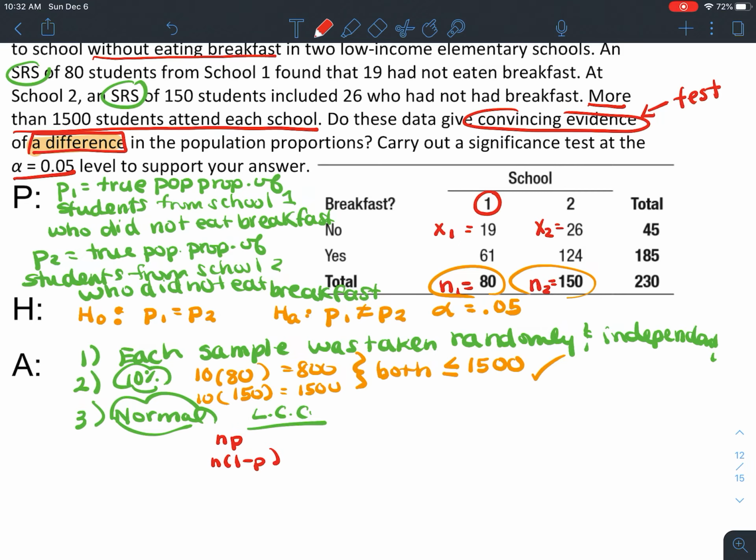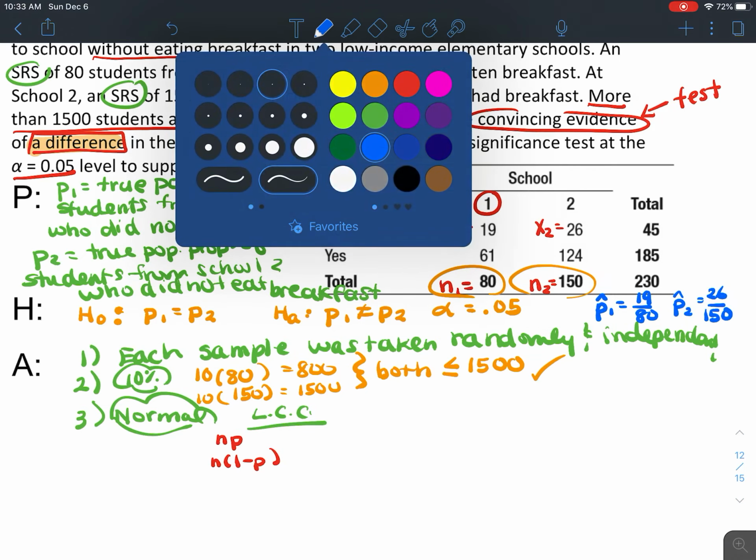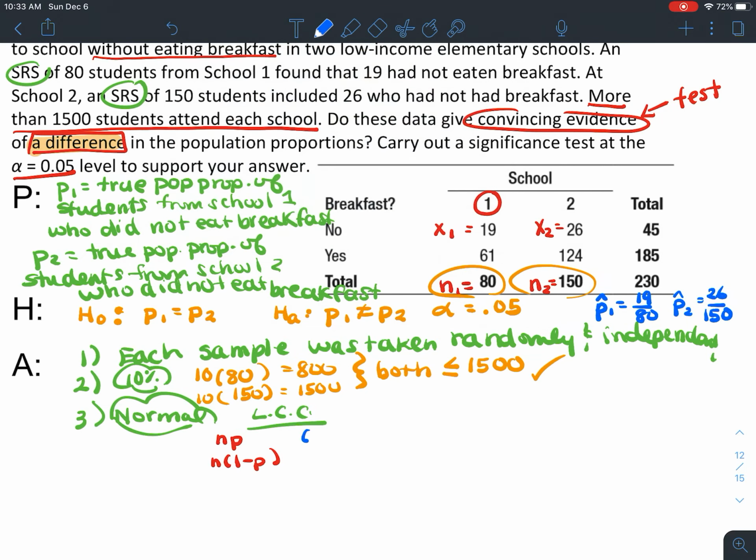Normally, we say n times p, n times 1 minus p. We need to do that for each of these schools here. Now, I want to identify what p hat sub 1 is. That is 19 out of 80, and p hat sub 2 would be 26 out of 150. But let's look at this a little bit closer here.